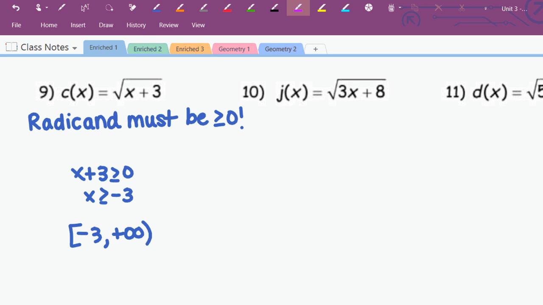Mine is done out for you. You get that our critical value is at negative 3. Anything bigger than negative 3 works. Do we have questions on that one?